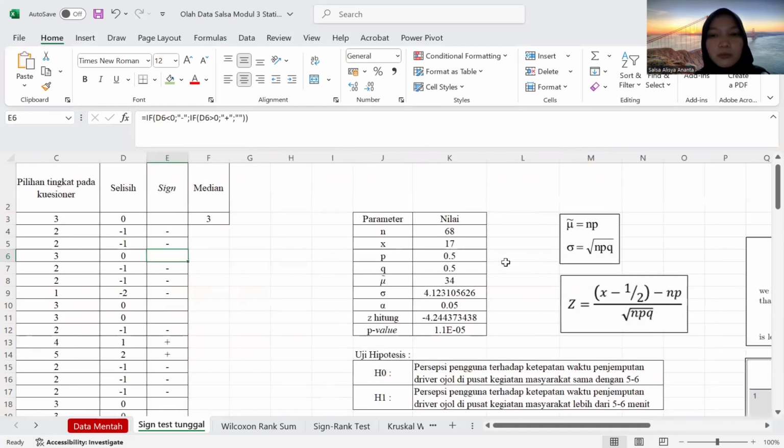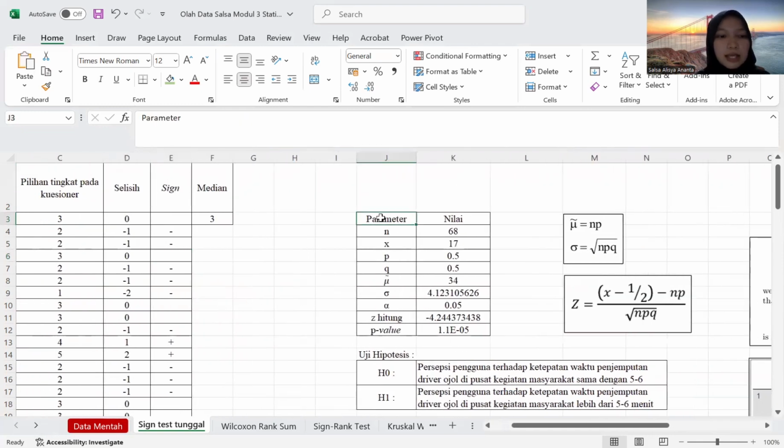The parameters that will be used for the sign test are, first, n, which represents the number of signs other than 0, namely positive and negative. Then x indicates the number of positive signs. P indicates the probability of success, while Q represents the probability of failure. Then there is mu bar, which shows the average of the population and can be calculated using the formula n times p.